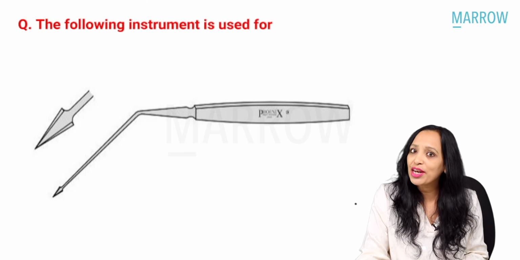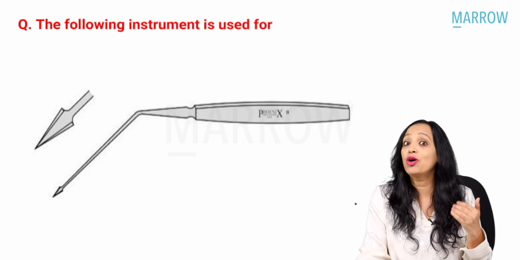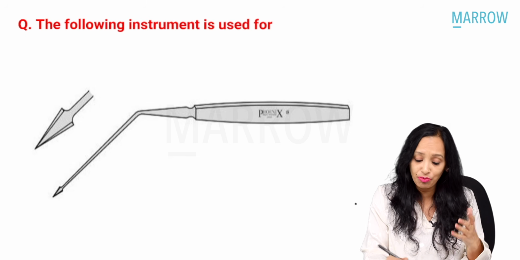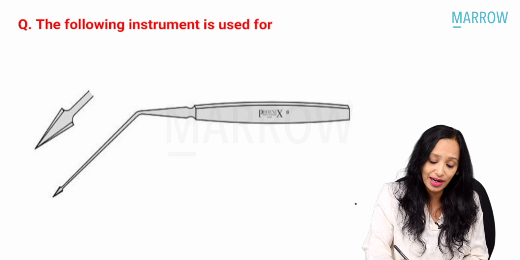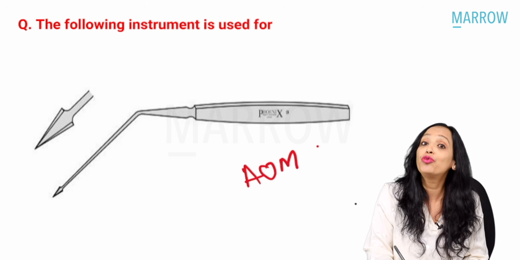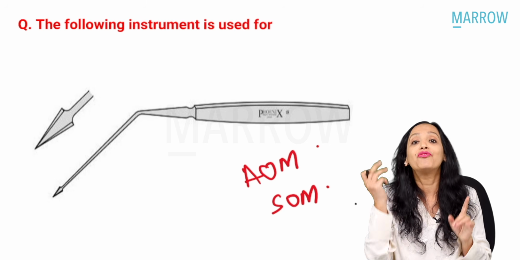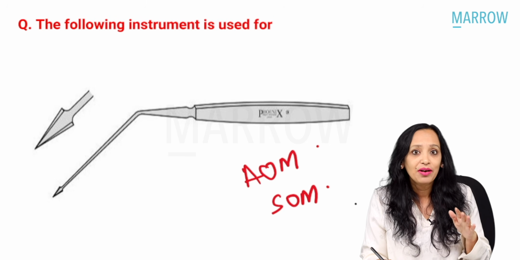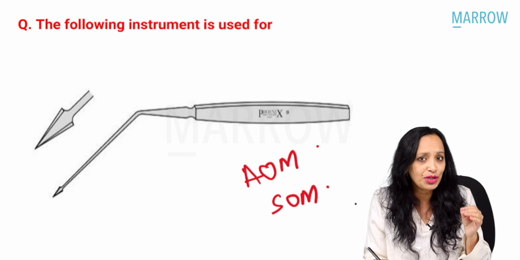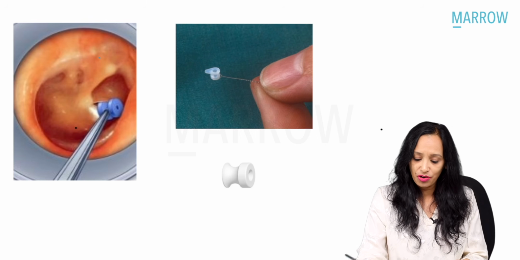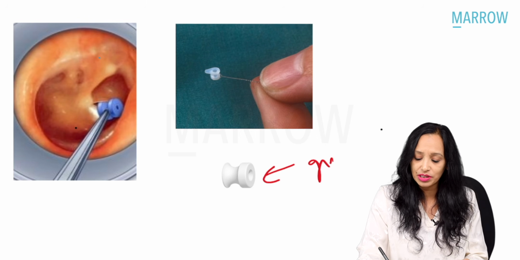Yes, it is used for myringotomy. Myringotomy, making an opening on the tympanic membrane, either to remove pus from it, that is in acute otitis media, or to remove fluid from it in serous otitis media. And in serous otitis media, when we do myringotomy, we always put, very good, a grommet. So this is how the grommet looks like.